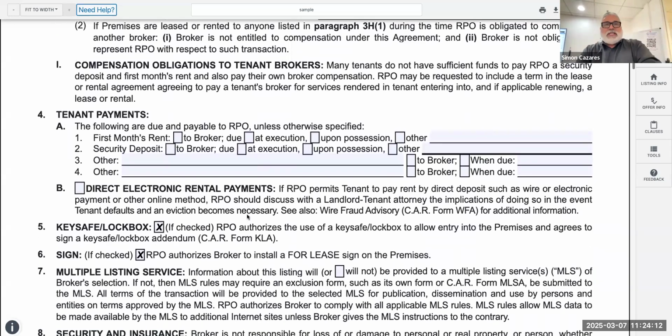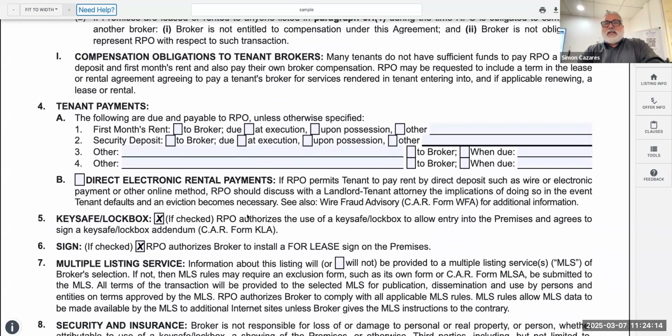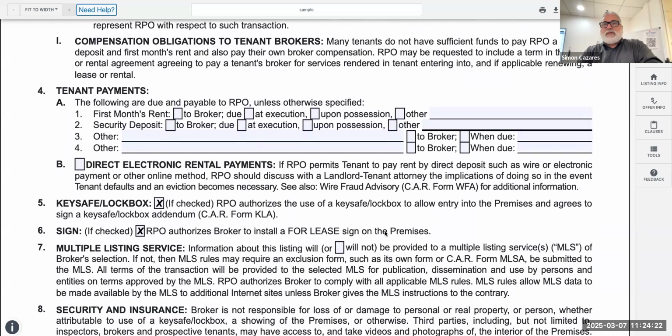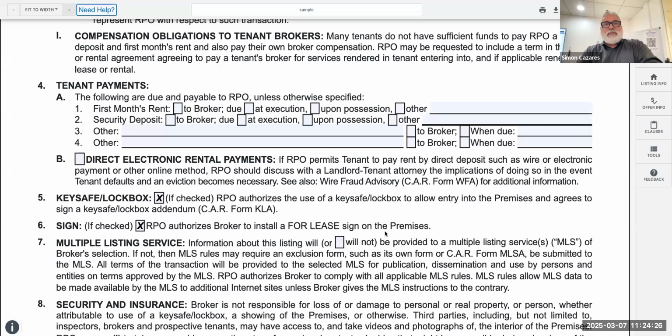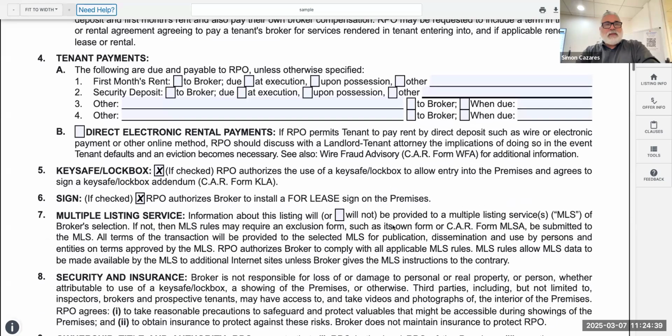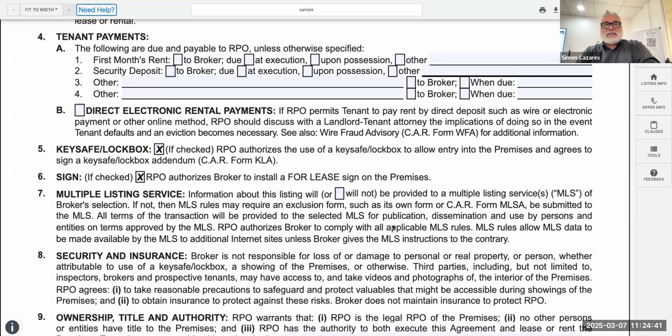All right, compensation obligation to tenant broker. Many tenants do not have sufficient funds to pay the landlord a security deposit and first month's rent and also pay their own broker compensation. So the landlord may be requested to include a term in the lease or rental agreement agreeing to pay the tenant broker for services rendered in the tenant entering into, if applicable, renewing or leasing a rental. So pretty self-explanatory, right?